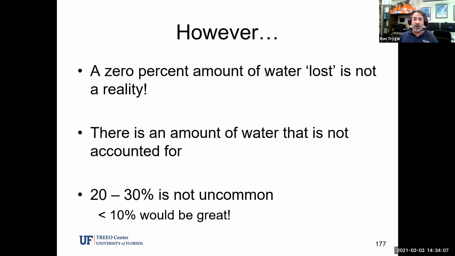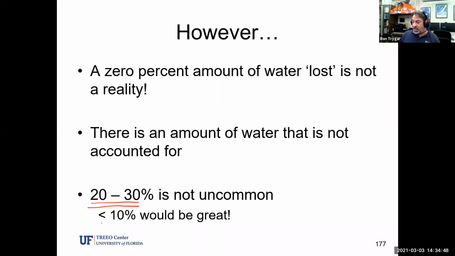A 0% amount of water loss is really not a reality. We almost can't account for 100% of the water pumped and treated and sent out, because we have meter inaccuracies and all that stuff. So there's always an amount of water that's not accounted for. I will be honest that 20 to 30% water loss is not uncommon, although it's not very good because we're losing money and we're actually using more water than we're accounting for. We call that percent unaccounted for water, and the consumptive use permitted by the water management districts may actually prohibit us from being too high on water loss.